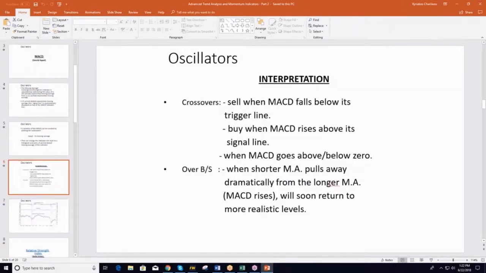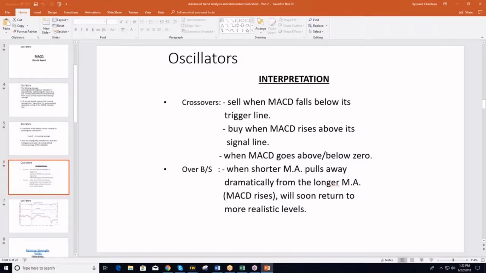What is the interpretation and what are the trading signals of MACD? Crossovers are the first group of trading signals. You sell when MACD falls below its trigger line. In other words, if you see MACD crossing from up downwards through the signal line, it is a sell signal. A buy signal is the opposite, when the MACD line crosses above the signal line.